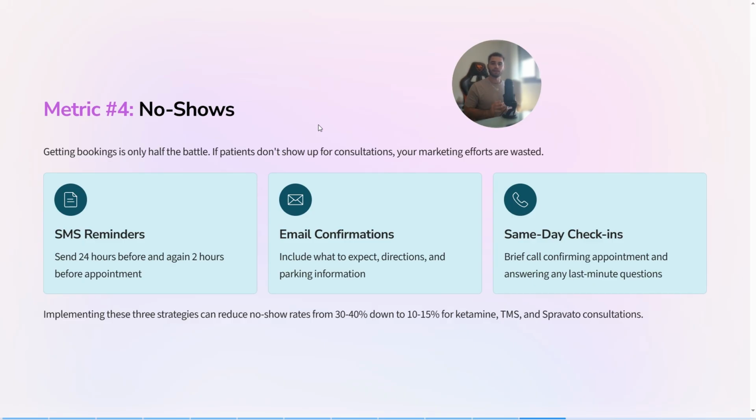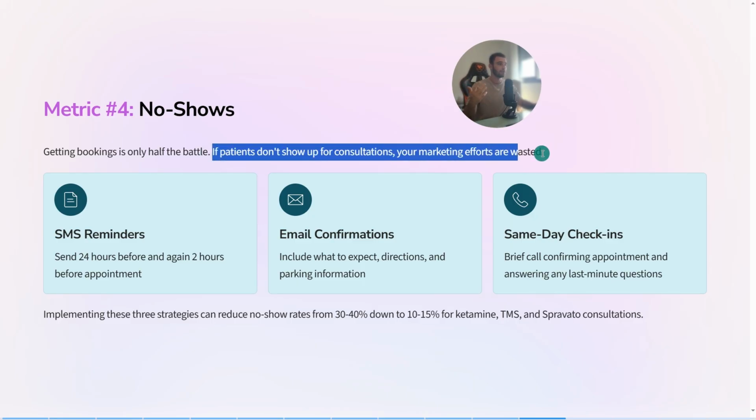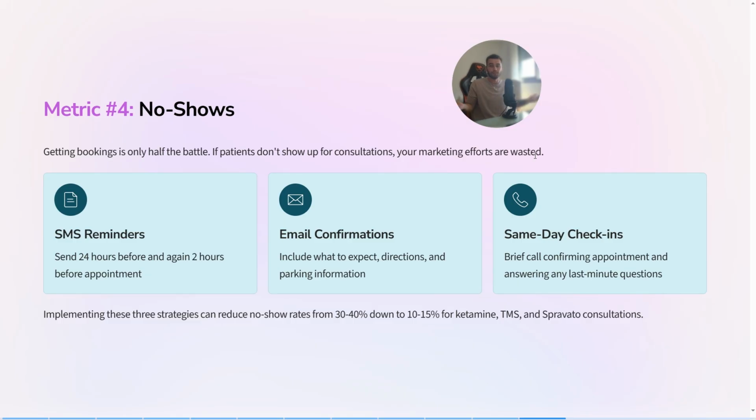So metric number 4 is no-shows. If you're getting bookings, you're getting leads, that's good, but you want patients to actually show up to your consultations. And if you don't do that, obviously you are not going to help people and you're not going to make any money. So you want to make sure that you have a couple of things set in place.